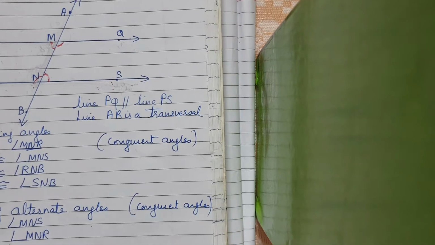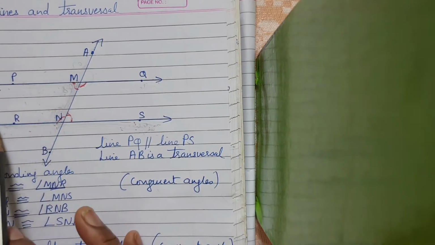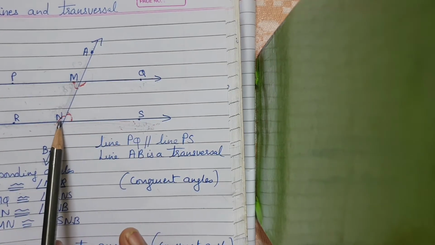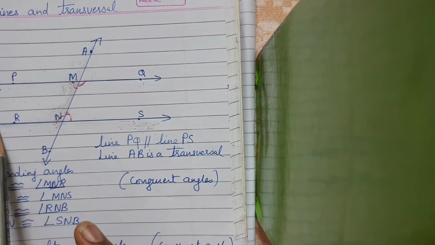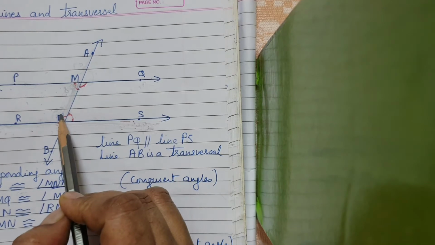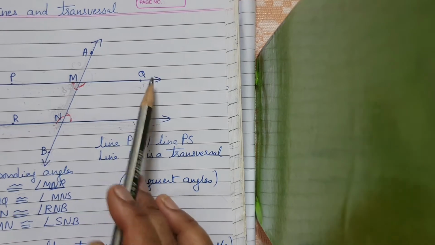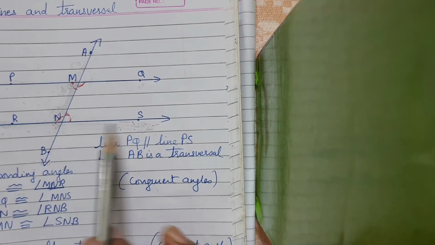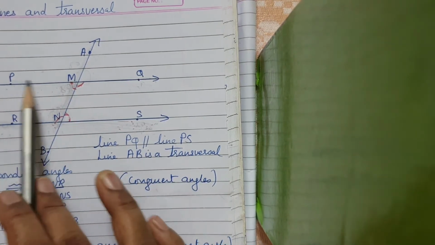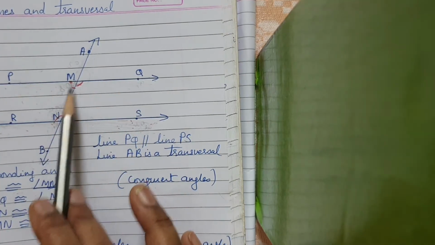Now the property of interior angles. What are interior angles? Interior angles, they lie inside the parallel lines. Can you see? Angle PMN and angle MNR. So these are called interior. So if this is 70, even this will be 70. So this and this, they are interior angles. QMN and MNS, they are interior angles. They lie inside the parallel lines. PMN and MNR. QMN and MNS.